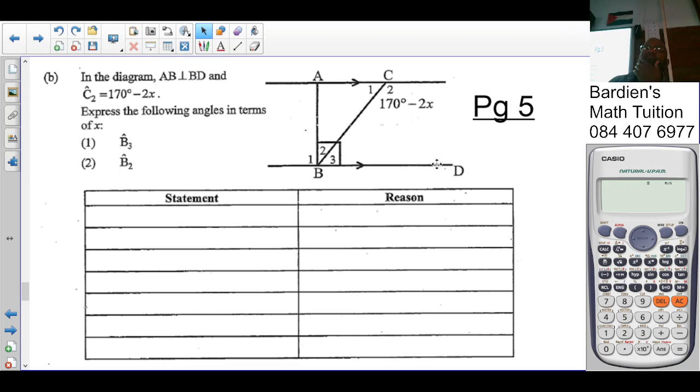Okay. Let's look at this one. Let's talk you through this quickly. In the diagram, AB is, what does that mean? Perpendicular. What does perpendicular mean?